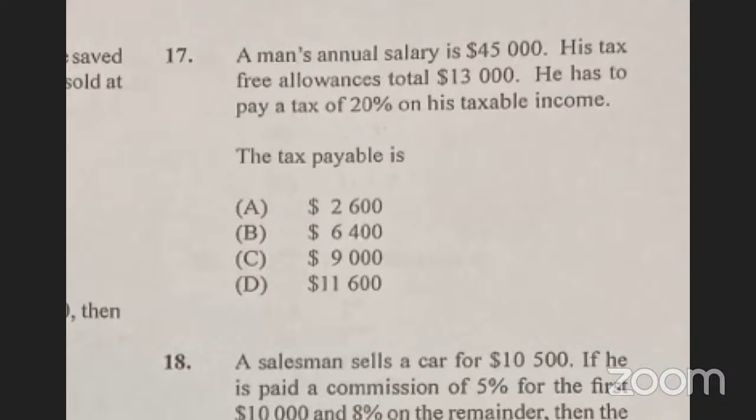So a man's annual salary is 47,000. His tax-free allowances total is 13,000. He has to pay a tax of 20% on his taxable income. Right? The tax payable is how much? So his annual salary is this, free allowances is that, so you subtract. We aren't allowed calculators, so you had to learn to work these things out for yourself. Right? No calculators.